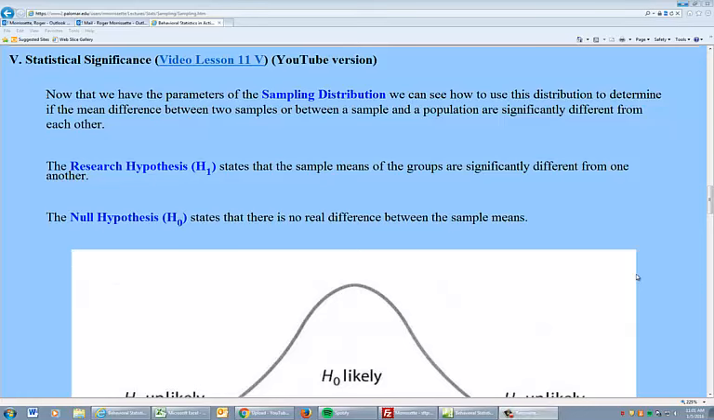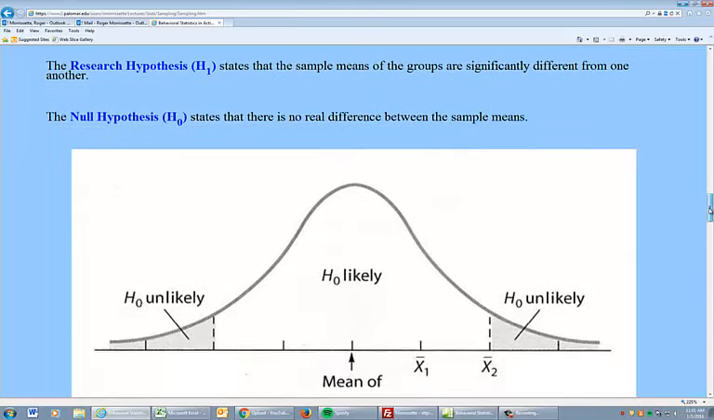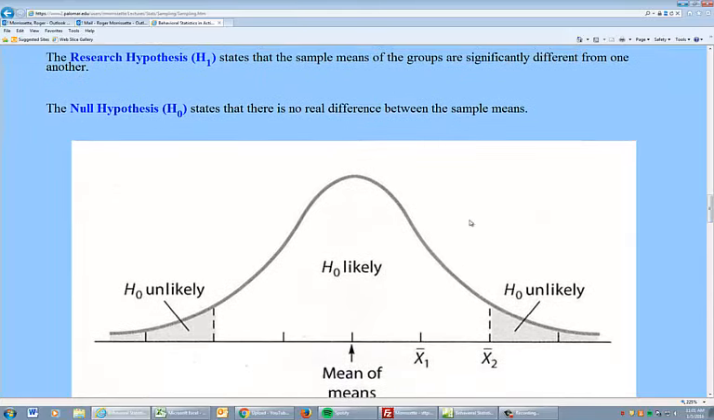All right, now that we've calculated our sampling distribution and we know what the parameters of the distribution are, let's go back to our research and null hypothesis. Our research hypothesis designated H1 and our null hypothesis designated H0.